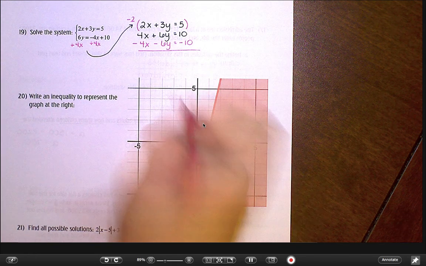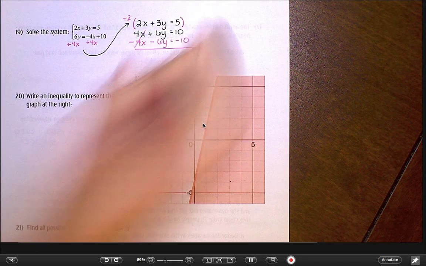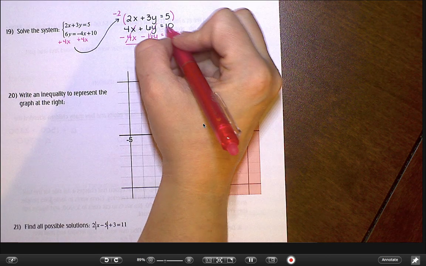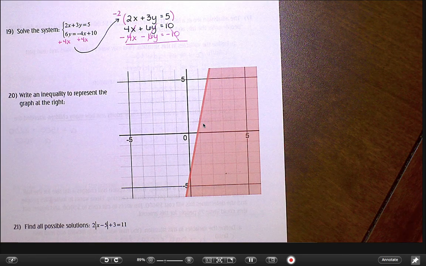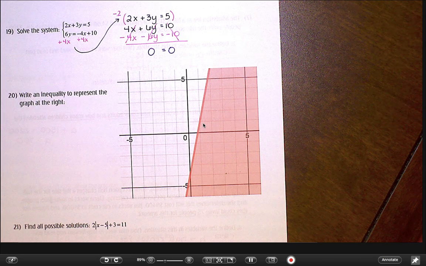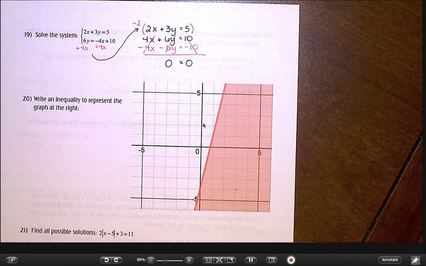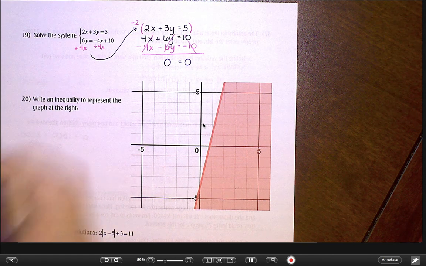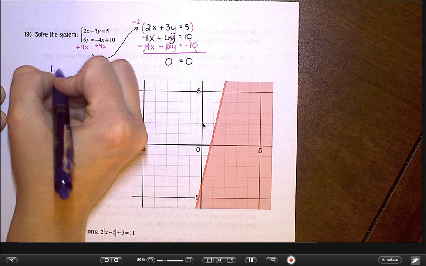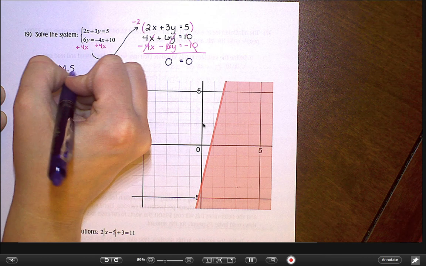Okay, so our goal was to get the x's to cancel out, which they certainly do. But you'll notice that it just so happens that my y's cancel and my 10's cancel. I'm left with 0 equals 0 as my final result. Remember, I don't want you to leave it that way. I want you to tell me what that means. Anytime you get a true statement like that, that means infinitely many solutions.